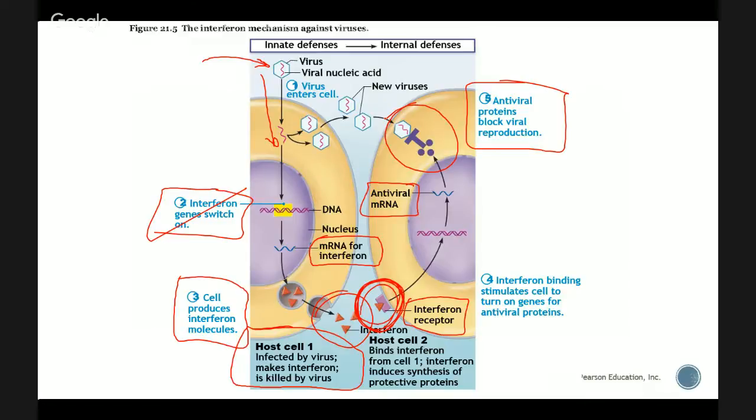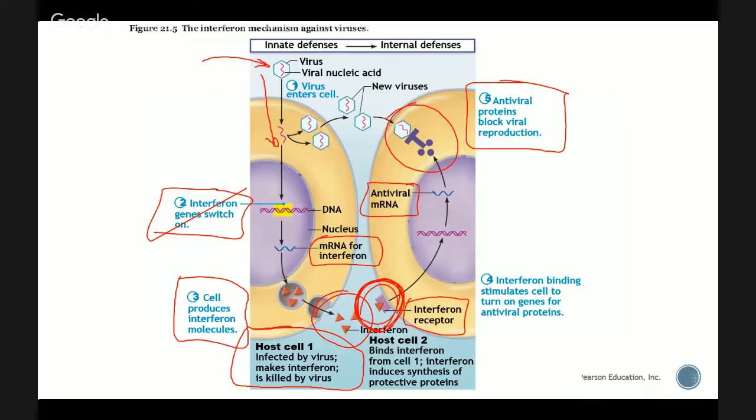Some of the drug therapies out there use this. They'll inject a person with an interferon to help slow the progression of a certain thing. Is it a cure? No.